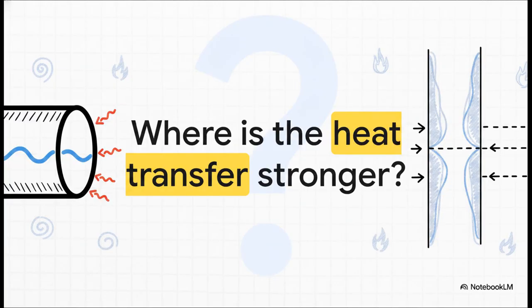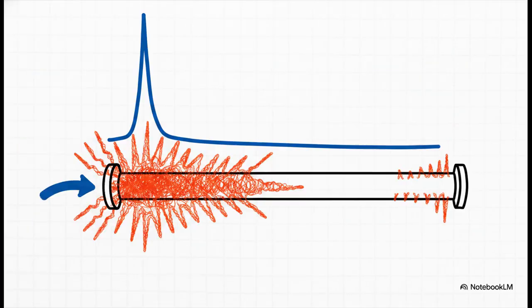So let's do a quick active recall practice drill right now. Based on that story of the boundary layers growing and merging, where do you think the convective heat transfer is actually stronger? Is it in that initial entrance region or later on in the fully developed flow? If you guessed the entrance region, you nailed it.